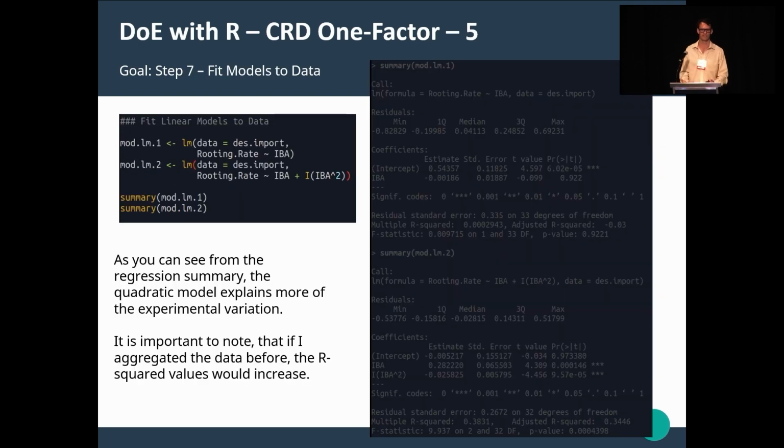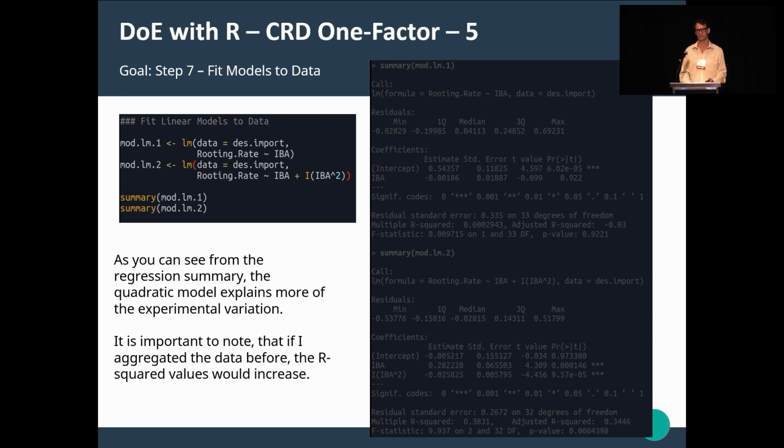So going on to fitting the models. That LM function that you see up there, it's like the LM function with data equal to the design import. The first model I do a regression summary of here, I don't include a quadratic factor. It's just a line, just a regression line. The second one I do include the quadratic term.